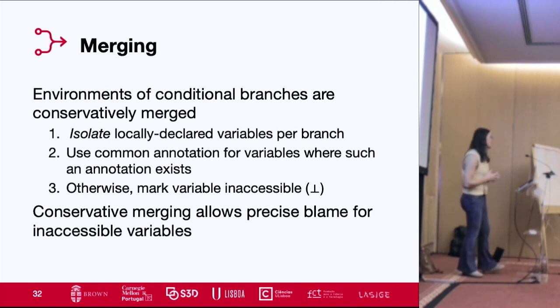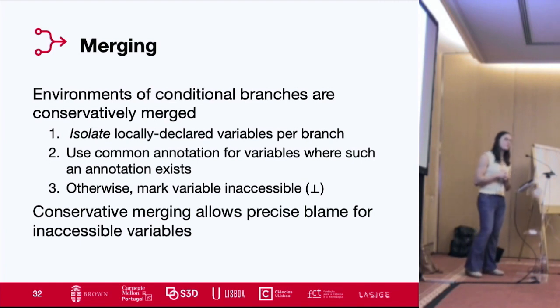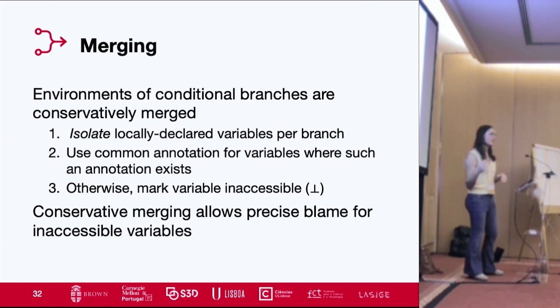Merging is another important aspect of this work. The environments of conditional branches, the delta that you were seeing in the other slides, are conservatively merged here, and this enables us to maintain precision of our alias tracking. And the way we do this is by isolating, using the previous isolation technique that I described earlier, to take care of any values that go out of scope after you exit the branch.